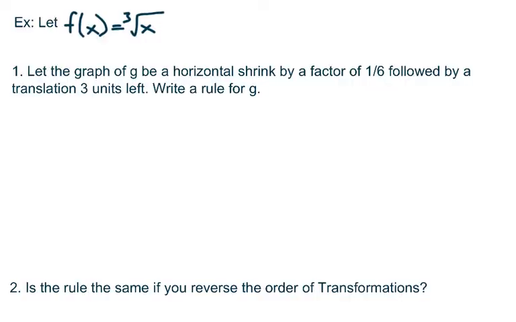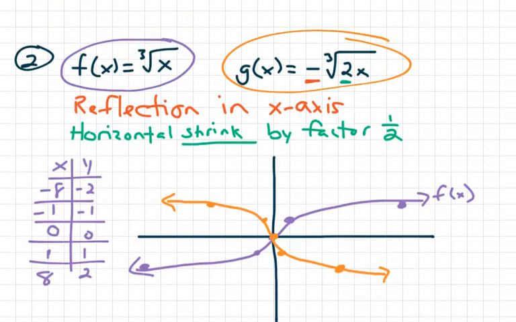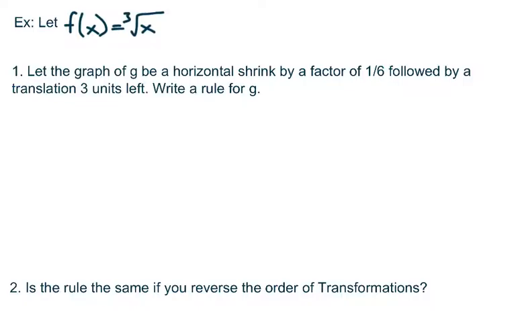Let's talk about writing transformations now. If I say let f of x is equal to the cube root of x, number one, let the graph of g be a horizontal shrink by a factor of 1/6 followed by a translation 3 units left. Write a rule for g. So like in the last one, I gave you the function, you tell me the transformations. Now we're going the other direction. I'm going to give you the transformations. You tell me what the other function is going to be. And we have to follow this order.